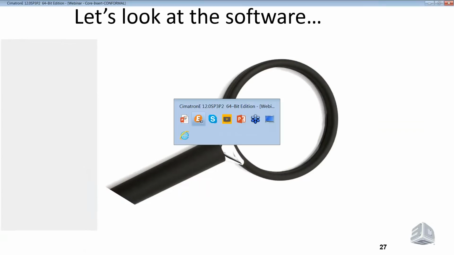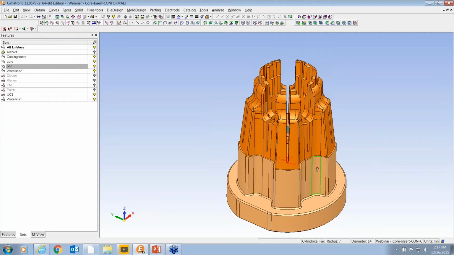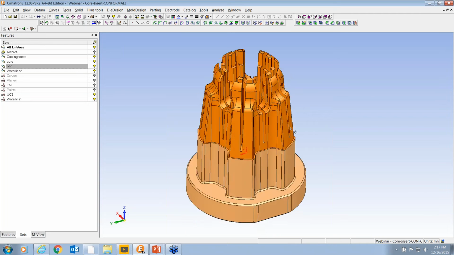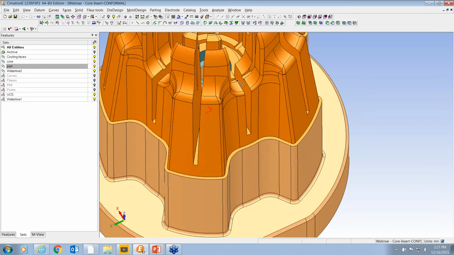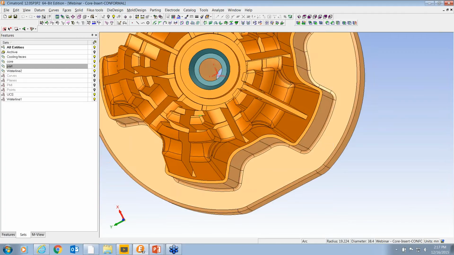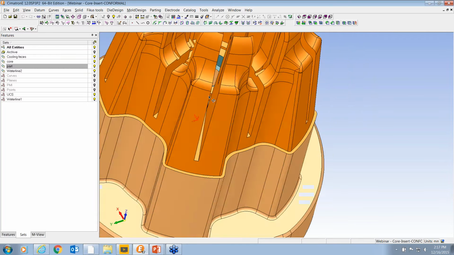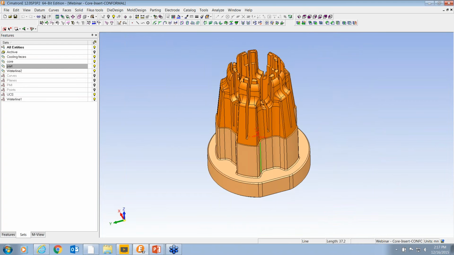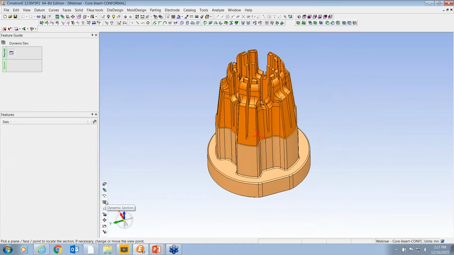All right, so let's go take a look at the part here. Hopefully you can see that on my screen now as I'm rotating it around. Again, you see the very deep ribs that result in this very narrow coring area that you should see flashing on your screen right now. And it gets into some beefier areas back behind it. So there's quite a bit going on in this little core.